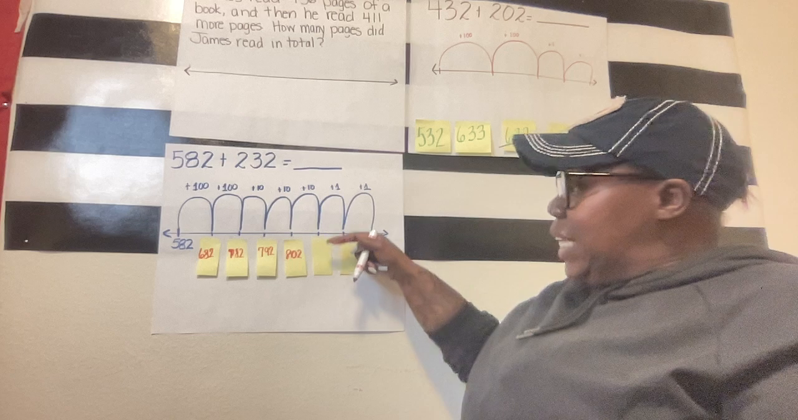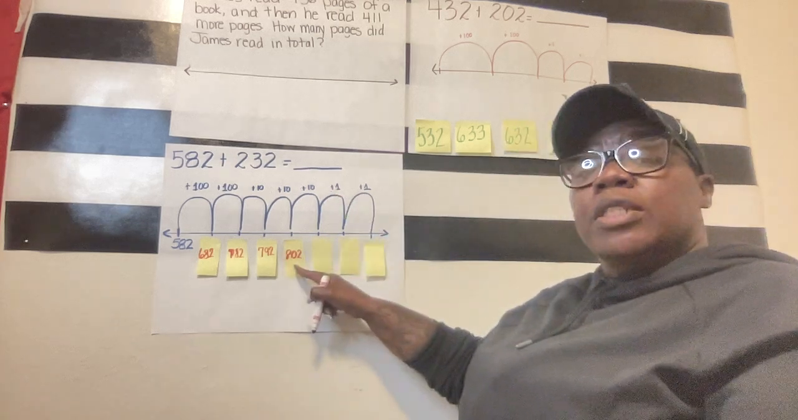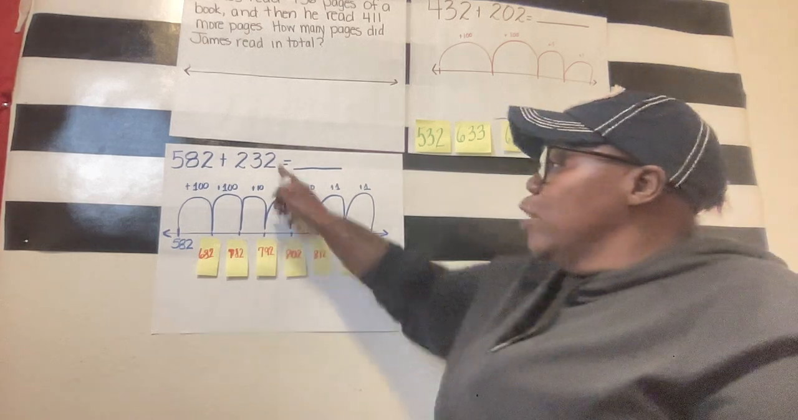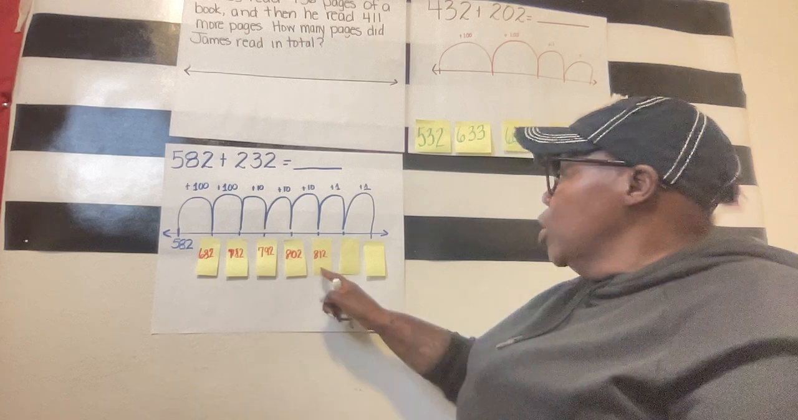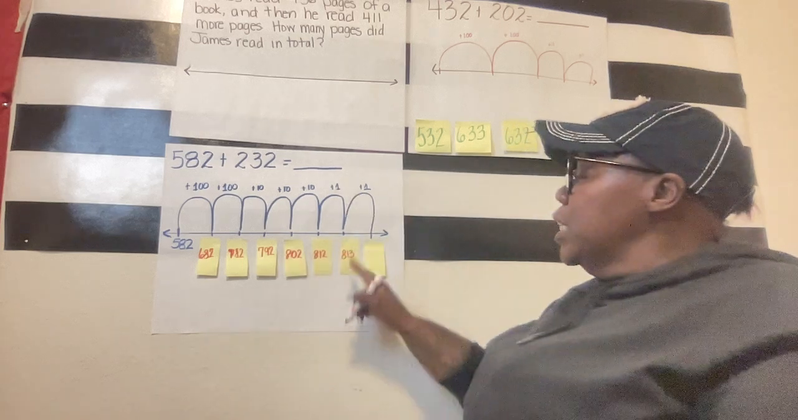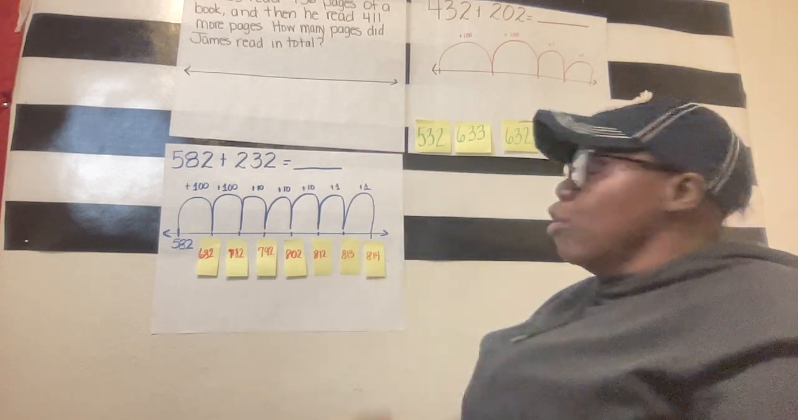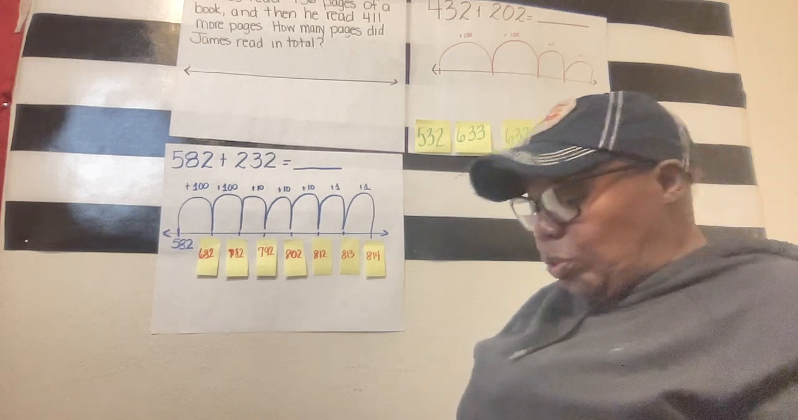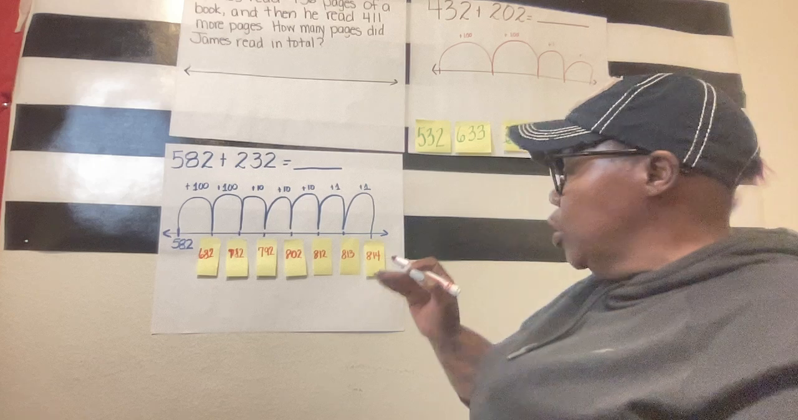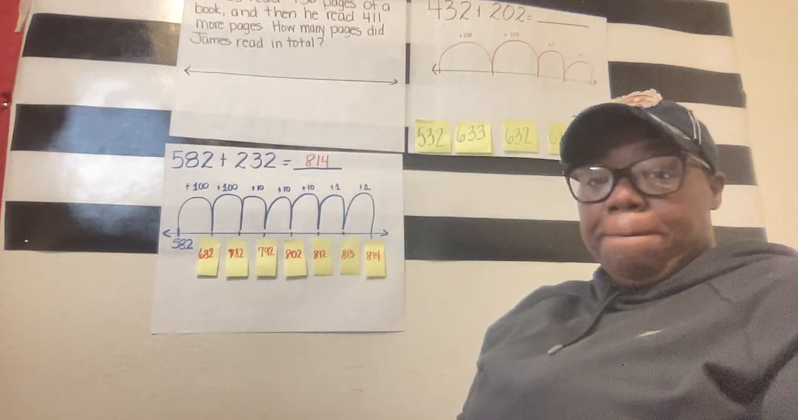We still have a 10 left. So 10 plus 802 will give us 812. And then we still have our two ones to put in. So 812 plus 1 is 813. 813 plus 1 is 814. So 582 plus 232 will give us 814.